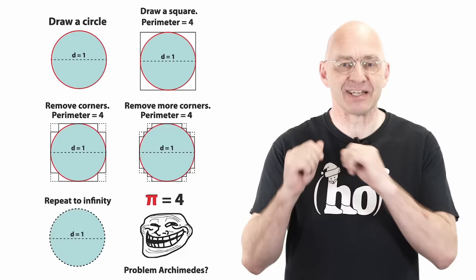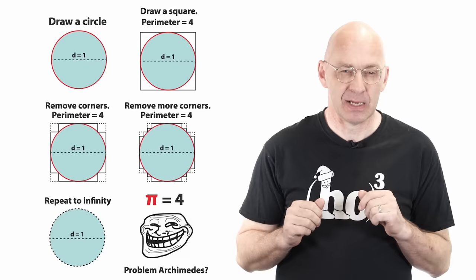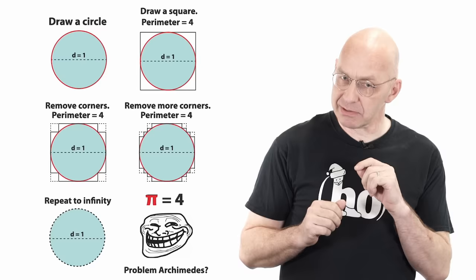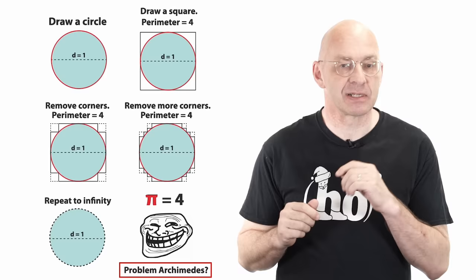Versions of this little paradox have been around for a couple hundred years. A real classic. Now, at the end of this meme, it also asks, problem Archimedes? Well, clearly we have a problem here. But why Archimedes? Well, because Archimedes did something very similar to estimate the value of pi.